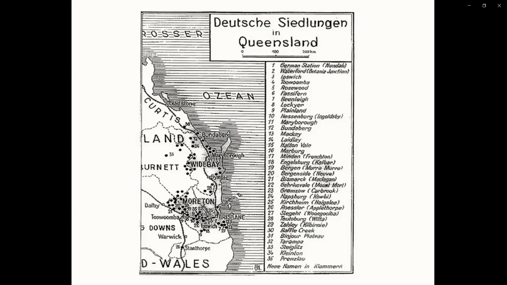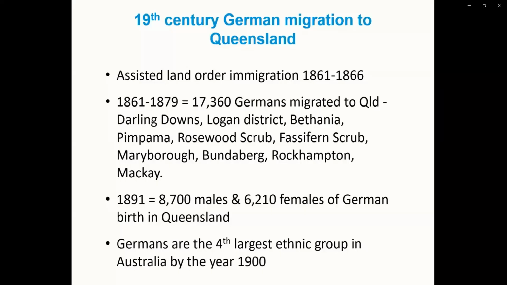Around 17,360 Germans migrated to Queensland between the years 1861 and 1879, although there was a brief halt between 1866 and 1869. By 1891, 8,700 males and 6,210 females of German birth resided in the state. By 1900, Germans were the fourth largest ethnic group in Australia after the English, Irish, and Scots, in that order. Overall, South Australia and then Queensland had the largest intake of German-speaking migrants. Still today, Queensland and South Australia have a higher percentage of German descendants than any other state.